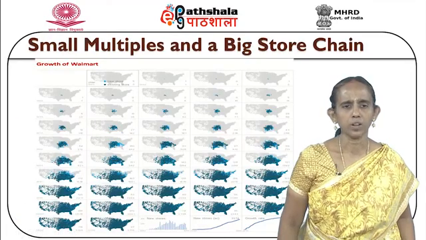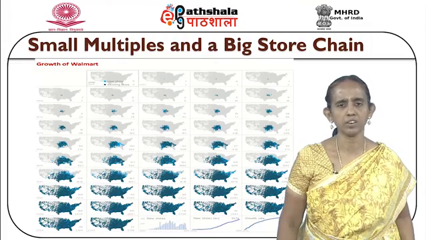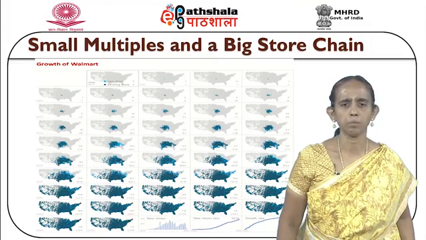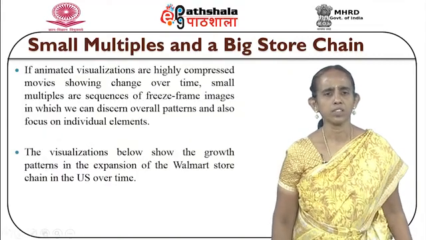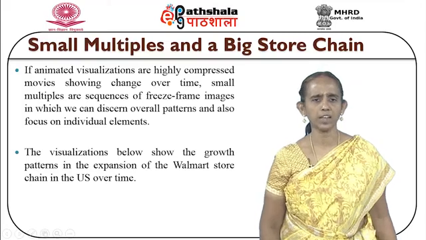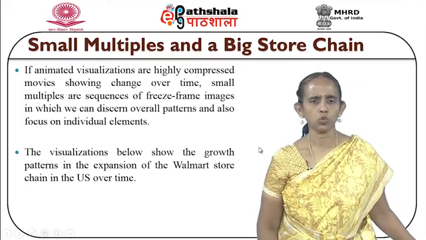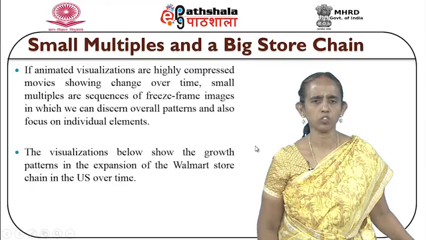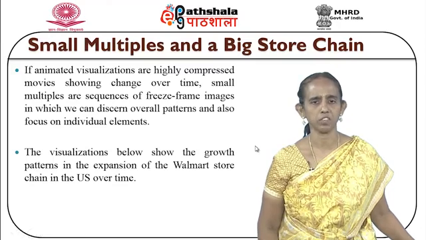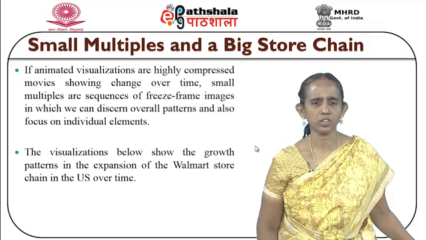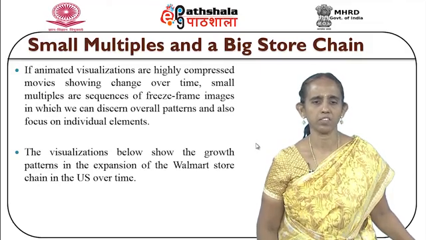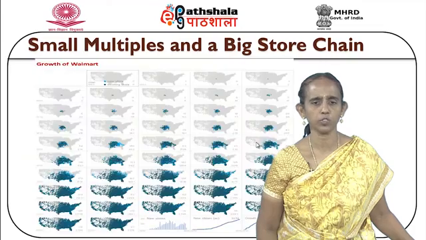So this is another example of a time series dataset which represents small multiples and a big store chain dataset. If animated visualizations are highly compressed movies showing changes over time, small multiples are sequences of freeze frame images in which we can discern the overall patterns and also focus on individual elements as such. The visualization shows the growth patterns in the expansion of the Walmart store chain in the US over time.